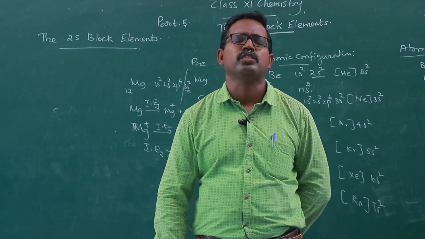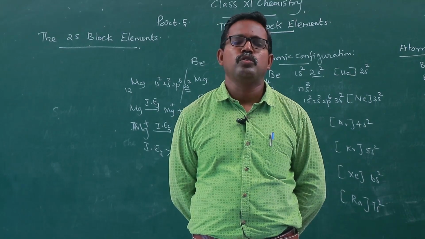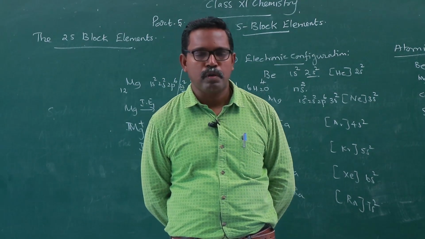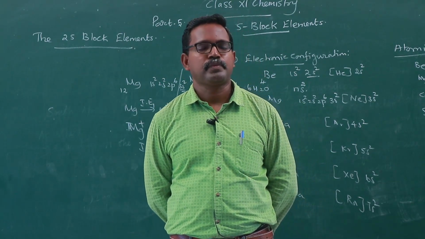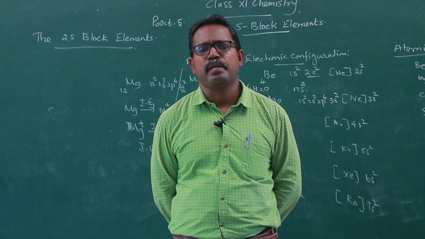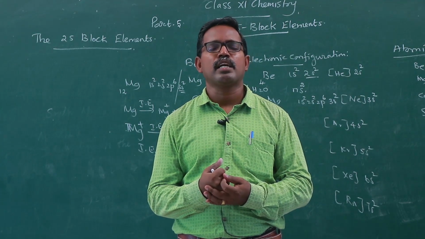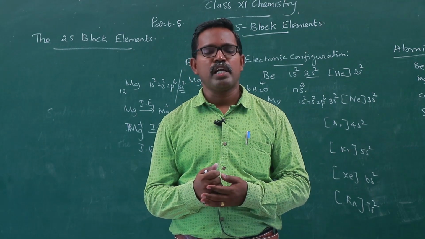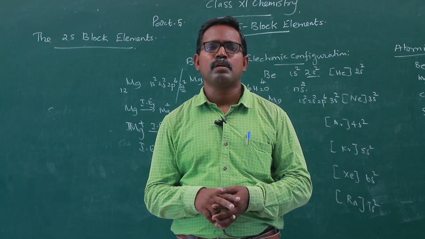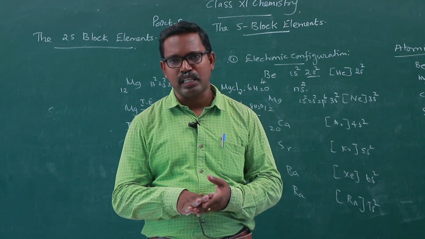Characteristics of flame coloration. Except beryllium and magnesium, all the other elements show a characteristic color when exposed to flame, in the flame test. That is calcium, strontium and barium. These three elements impart a characteristic color when exposed to a Bunsen flame. Calcium shows brick red color, strontium shows crimson red color and barium shows apple green color.